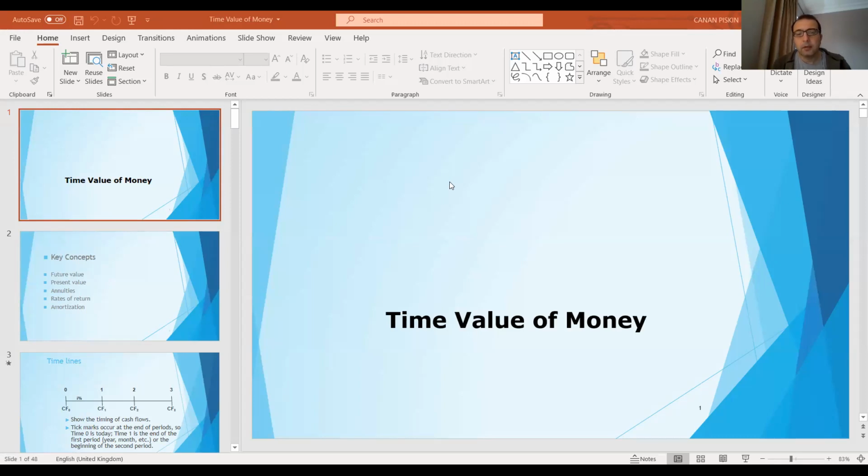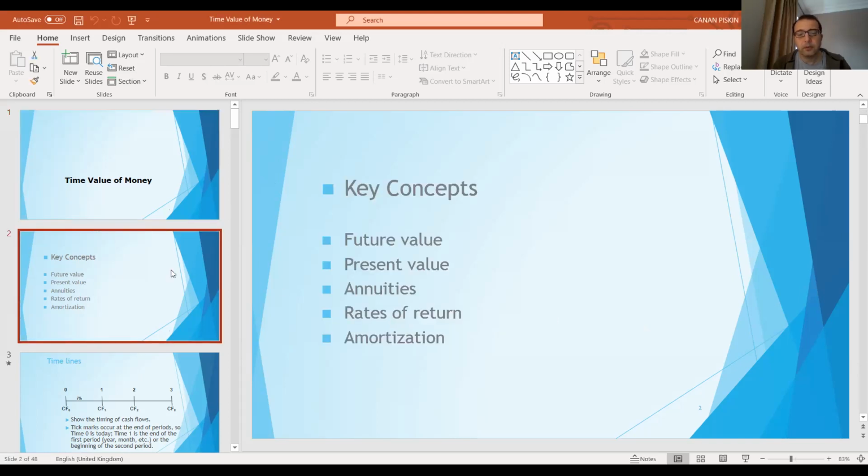Today, I'm planning to talk about the time value of money, right? So today's key concepts: future value, present value, annuities, rate of return, amortization, and at the end of this class, a little bit of bond valuation.